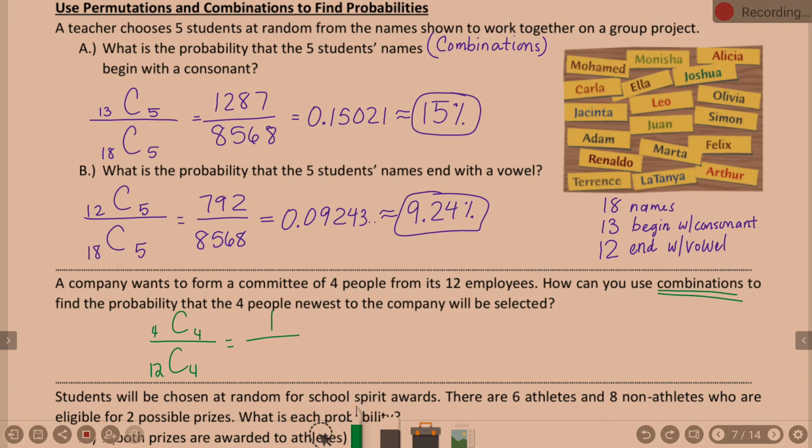12C4? 495. And I just have this one as a fraction. So 1 over 495. Okay? On Sophos, watch directions, right? They could say decimal, they could say fraction, they could say percent. Just watch for the directions, as always. Okay. Continuing on.